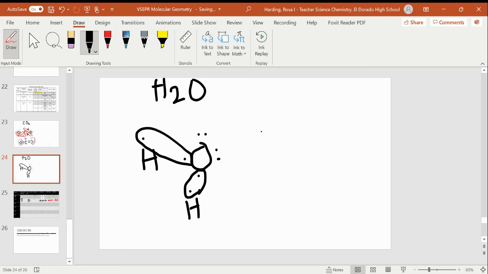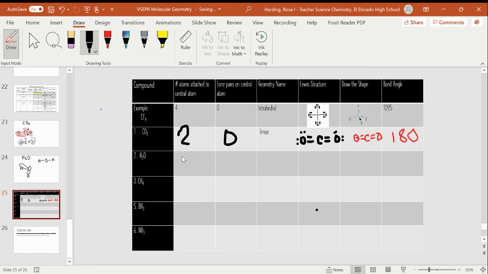So if you remember the step on making it look pretty, it's going to be a hydrogen, then the bond, the O, the other bond, the other H, and it has 2 lone pairs. So I'm going to put 1 pair here and 1 pair here. So now we can actually answer the questions on the chart.